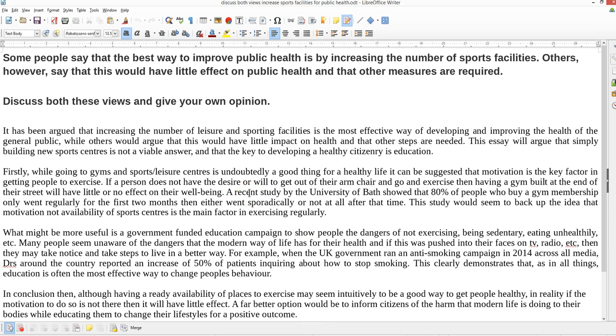This one here says exactly that about improving public health. It has been argued, increasing the number of sporting and leisure facilities, blah, blah, blah, but others would argue, blah, blah, blah. That's it. There's no, in recent decades, it is a controversial topic. It is a phenomenon. Doesn't say anything about that. All it says is, some people think this, some people think that. Okay, so that's all you need.